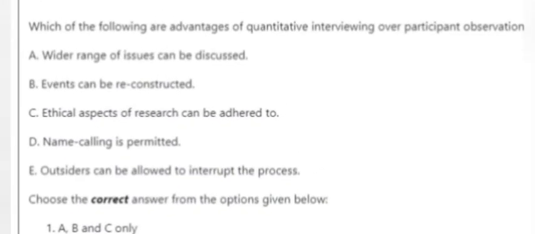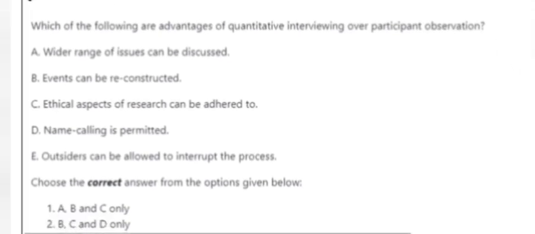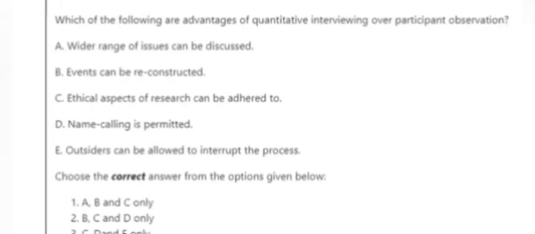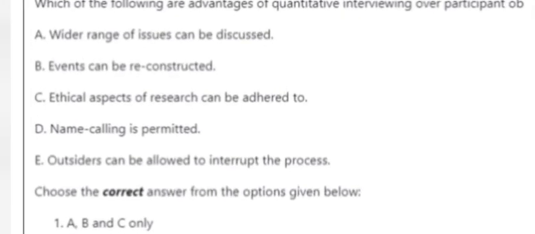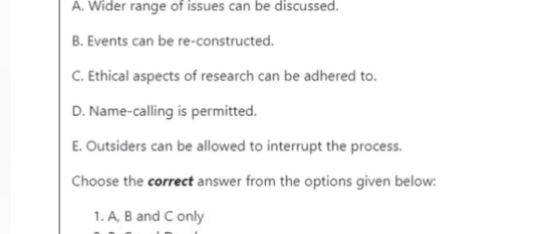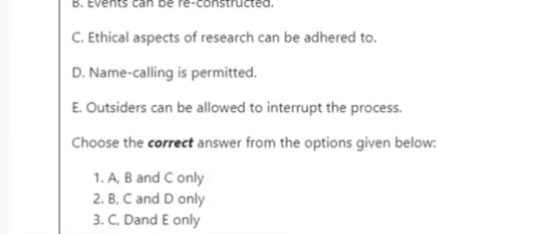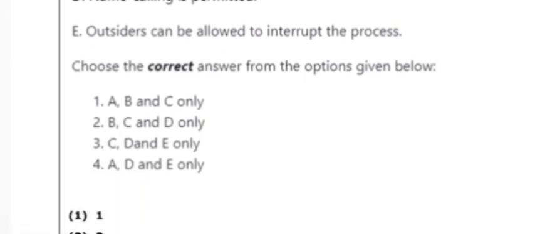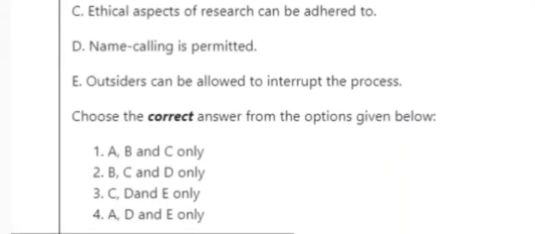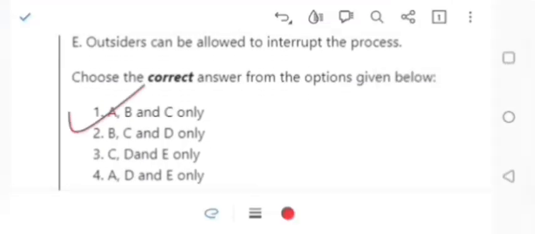Next, which of the following are advantages of quantitative interviewing over participant observation? A, B, C, D, E. Wide range of issue can be discussed. Events can be reconstructed. Ethical aspects of research can be adhered to. Name calling is permitted. Outsiders can be allowed to interrupt the process. Now choose the correct answer from the given options. A, B, C, B, C, D, C, D, E, A, D, E. So number 14 correct answer will be A, B, and C.